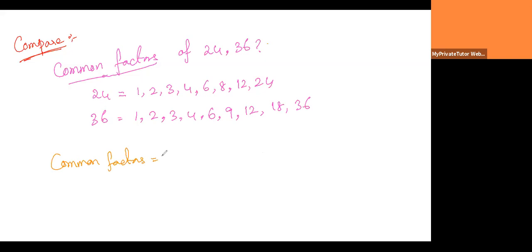What are the common factors of 24 and 36? 1, 2, we have a 3 in both. We have 4 in both numbers. We have a 6. We have a 12. We don't have an 8 or a 9. You can see that. We have a 12, and that's it, right? So these are the common factors.